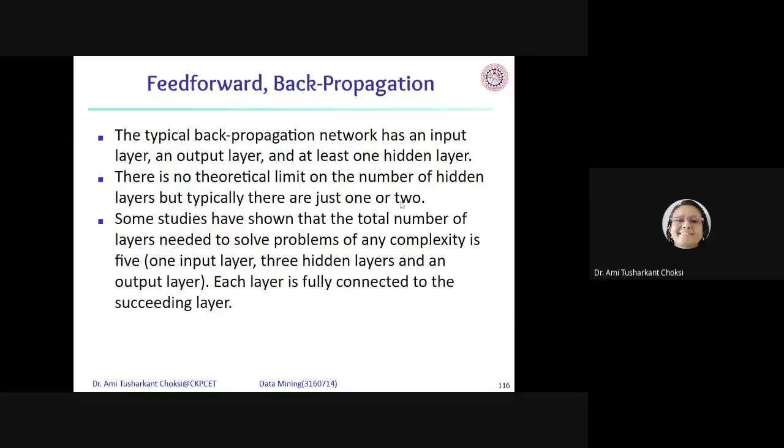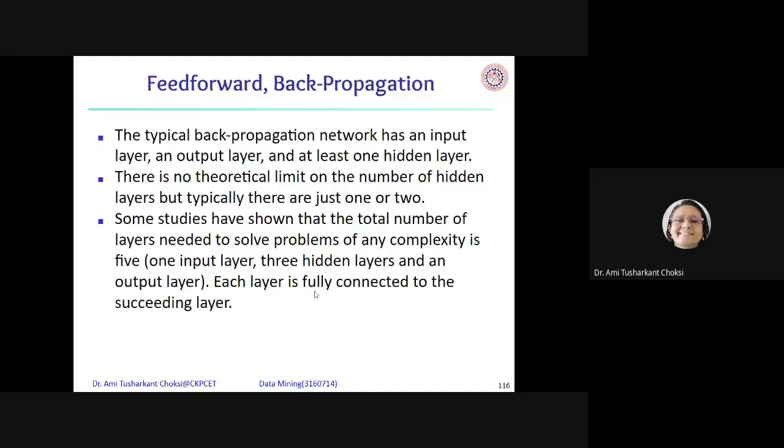Typically means in most cases the hidden layers are one or two. But in complex problems, people have used 3 hidden layers, right? Each layer is fully connected to the succeeding layer. Fully connected means all the nodes are connected to each and every node of the other layer, right?